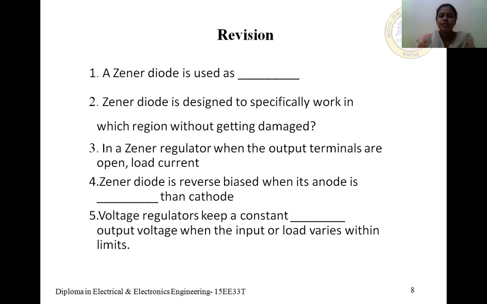The answer is more negative. The next question is the fifth question. Voltage regulators keep a constant dash output voltage when the input or load varies within the limits. So this voltage regulator keeps the output voltage constant. The output voltage, that too the DC voltage, is constant. So the answer is DC.